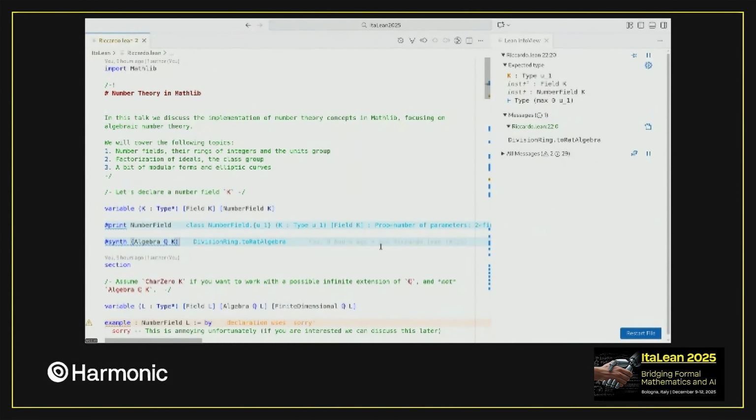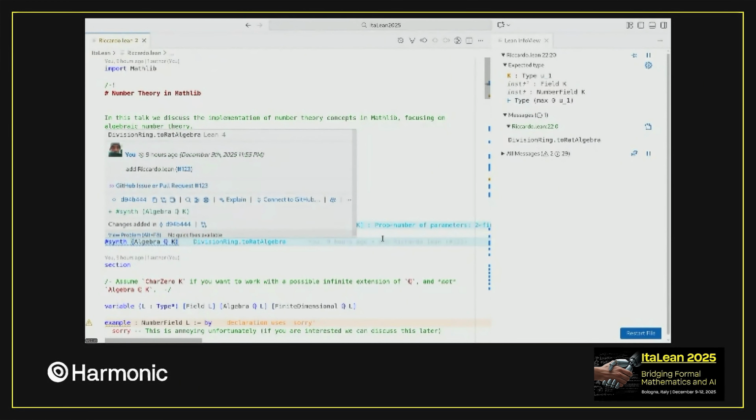So you can do the same, for example, asking, do you know that the integers are a ring? You can just write synth Ring Z, and Lean will say, yes, I know that the integers are a ring. But if you ask, Lean, do you know that the integers are a field? Lean will say, no, I don't find this definition. So I don't think the integers are a field.